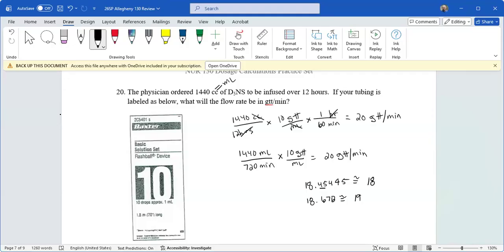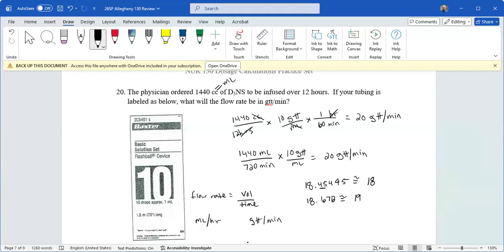But anyways, we would round up to 19. Okay, great question: is flow rate the same as drop rate? Flow rate just means some volume over some time. Drop rate is a type of flow rate. If I'm asking for flow rate, I'm typically asking for ml per hour, and if I ask for drop rate, I'm asking for drops per minute, typically.